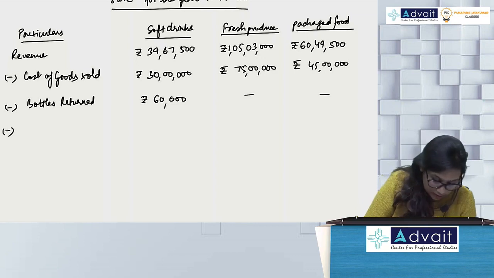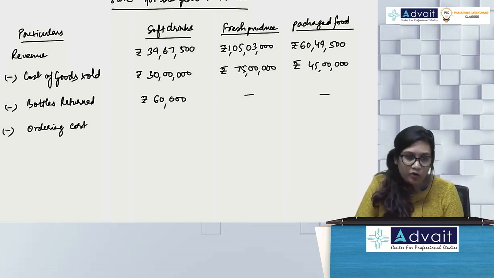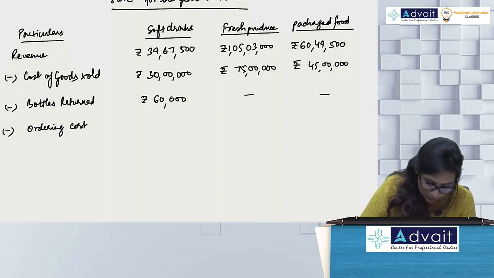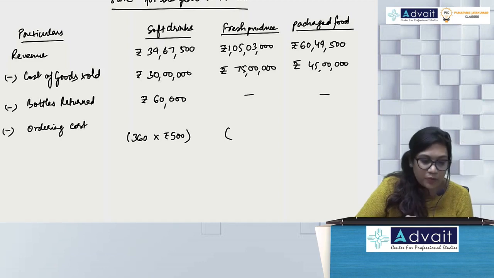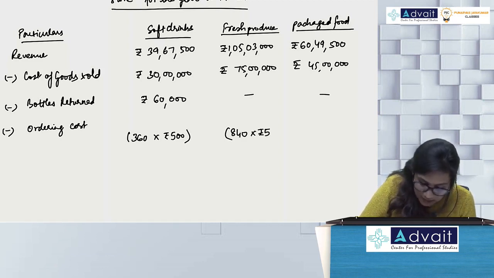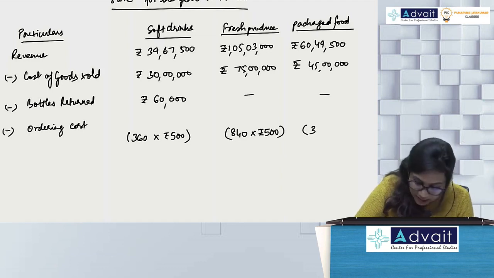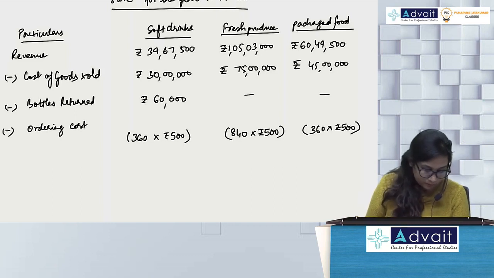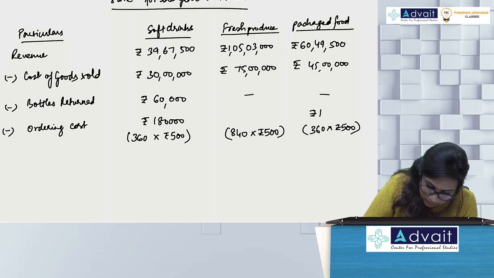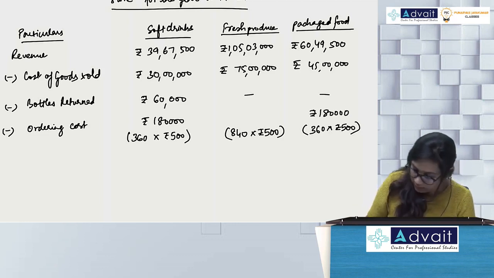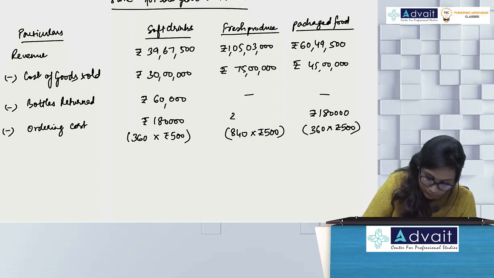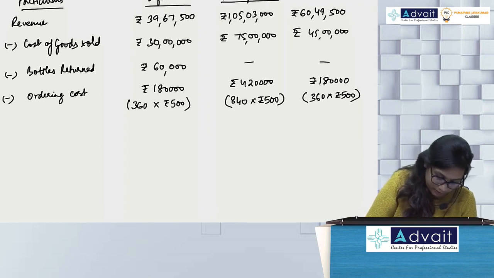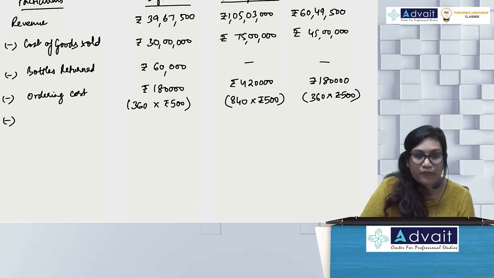So one by one, tell me the other costs. Next cost, ordering cost. What rate did we calculate for ordering cost? ₹500 per order. So how many orders are there for soft drinks? They have told 360 orders into ₹500. How many orders for fresh produce? 840 orders into ₹500. And packaged food also has 360 orders, into ₹500. So can you all tell me how much you get? 360 into 500, 1,80,000 here, 1,80,000 here, 840 into 500 will be 4,20,000 here. Ordering cost is done.